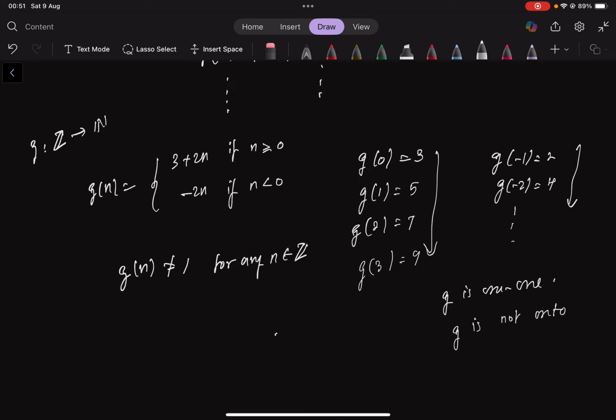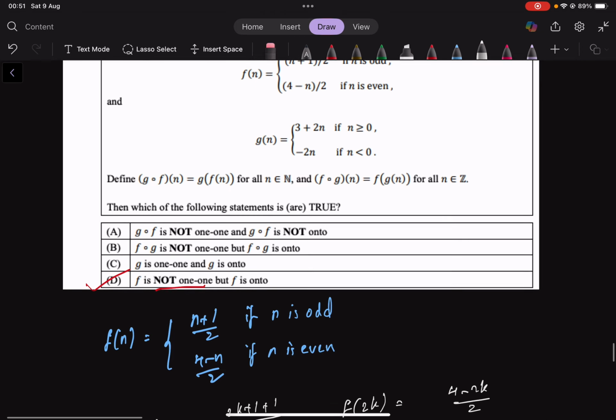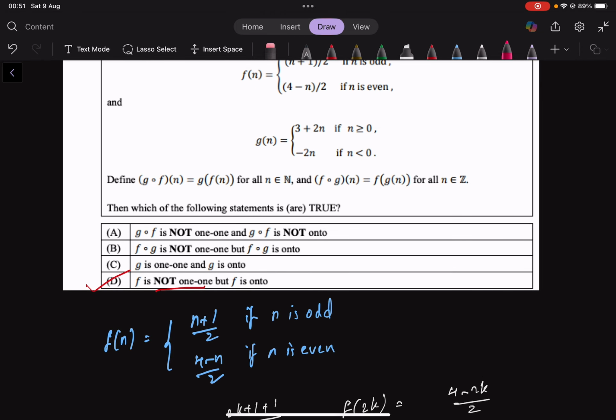So g of n can't be 1 for any of those integers. So that means we're missing one element from the codomain. In order for a function to become onto, its range should be equal to the codomain. So g of n can't be 1, but 1 is in the codomain here. So that's why g is one-one but not onto. So if they are saying g is one-one and g is onto, that is wrong.